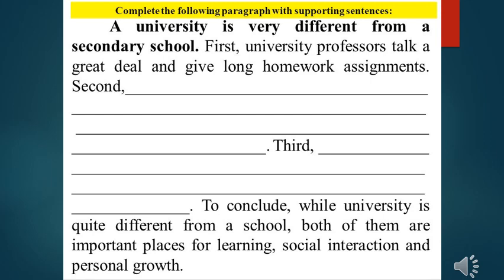Let's think about the second supporting sentence. We can say the university students should always rely more on themselves. In other words, they should be independent learners for most of the time. This is the second supporting sentence. Let's move to the third supporting sentence. We can say university students generally focus on studying one major.